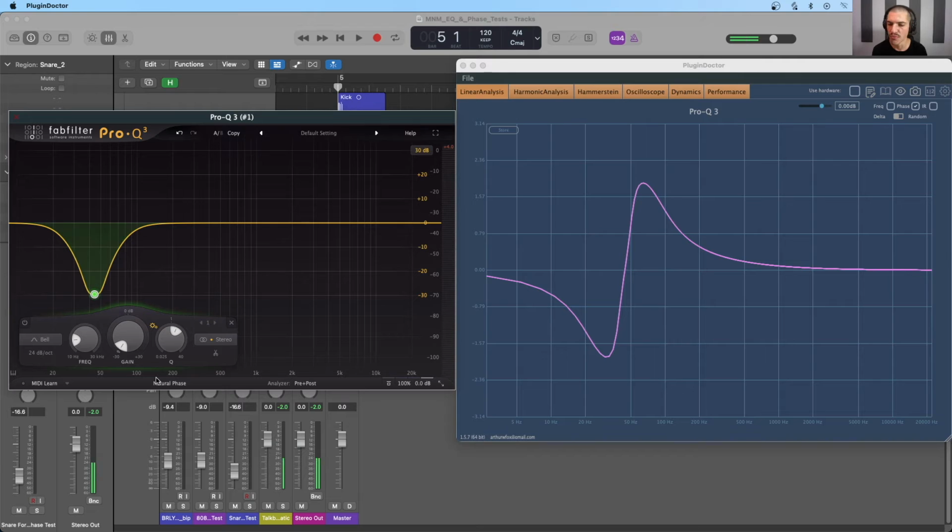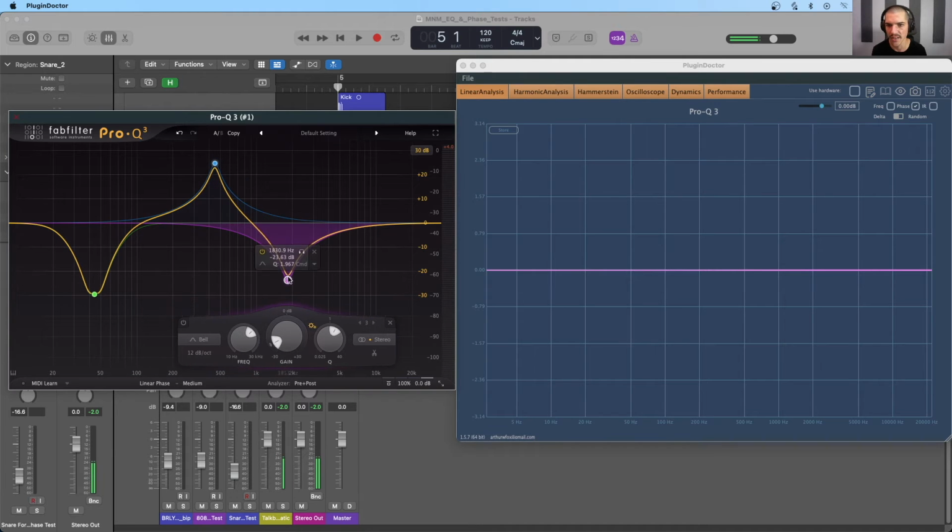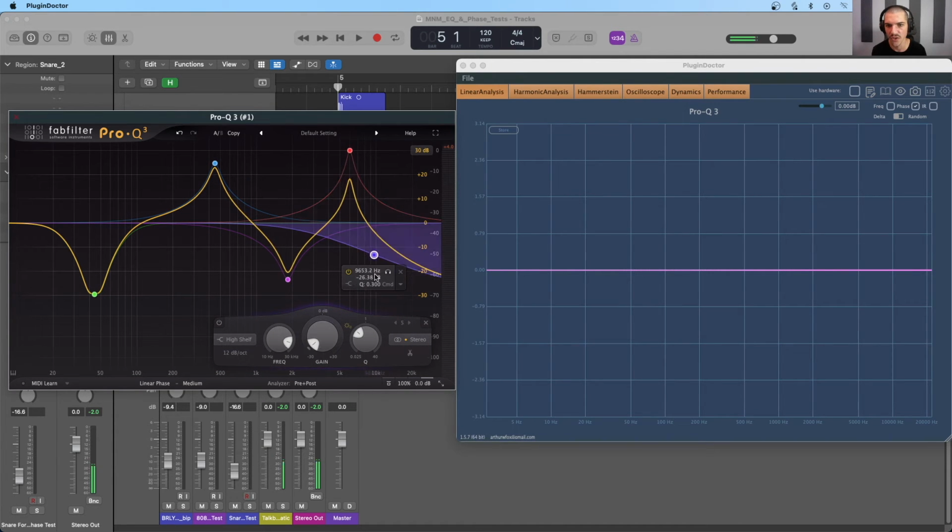Before moving on, I just wanted to show you in this plugin, the Pro Q3, the linear phase option. And as soon as I turn it to linear phase, we see that there is no phase shift whatsoever, and we can add in as many different EQ moves as we'd like, and nothing will happen in terms of phase. Okay, with that, let's now hop into Logic Pro and have a look at how phase shift can affect the audio signals of our mix.